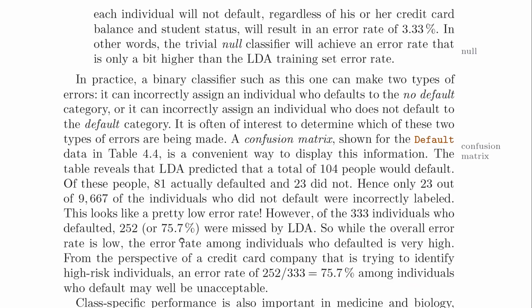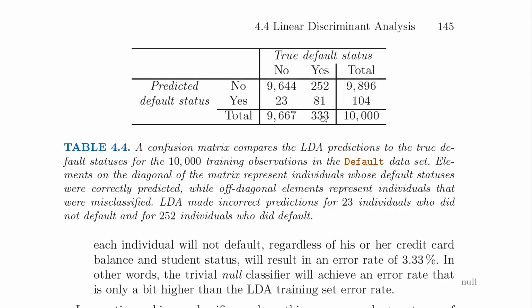So this is exactly what's going on, right? From the 333 people that really did default, you've actually classified 252 of them as not defaulting. It's not very promising. So instead of looking at the overall numbers, from the perspective of a credit card company you're really interested in the ones that did default. And the model using LDA actually got all these wrong. It incorrectly classified them as did not default.